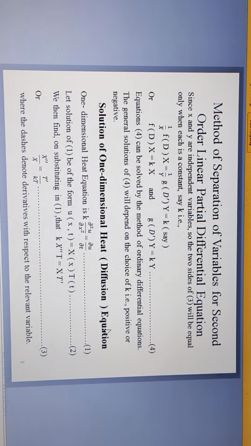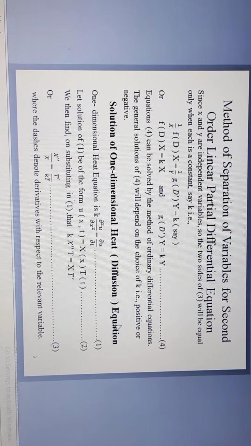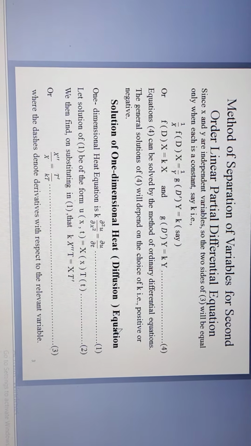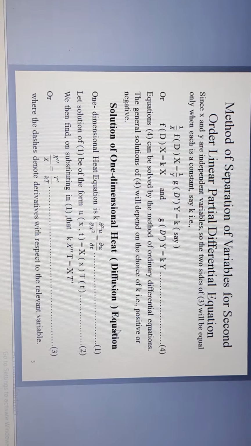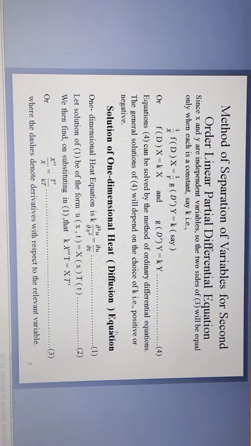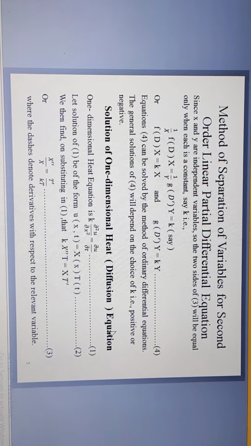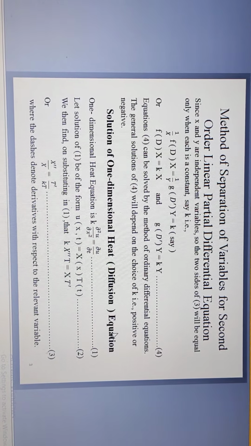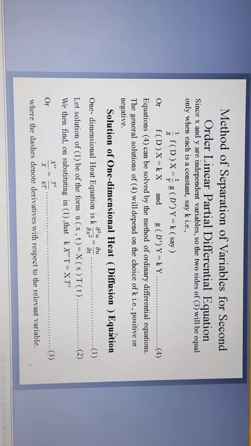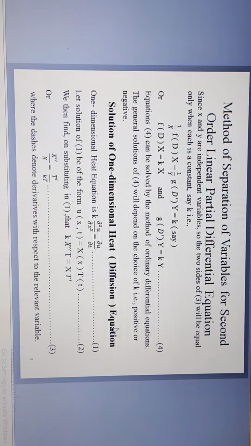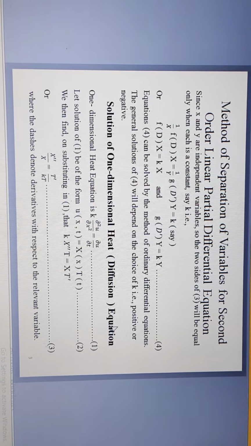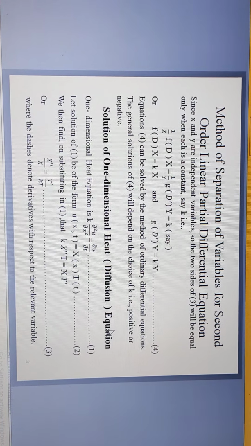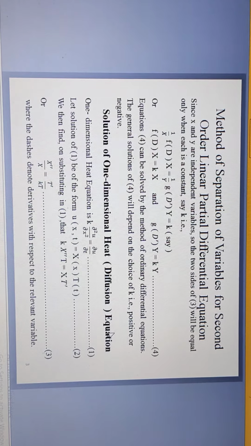Now we move forward to find the solution of one-dimensional heat diffusion equation. One-dimensional heat equation, this is standard form, k del 2u upon del x square is del u by del t, equation 1. Here u is the dependent variable which depends upon x and t, two independent variables, so that we assume the solution of 1 be of the form u(x,t) is capital X depending upon small x and capital T depending upon small t.